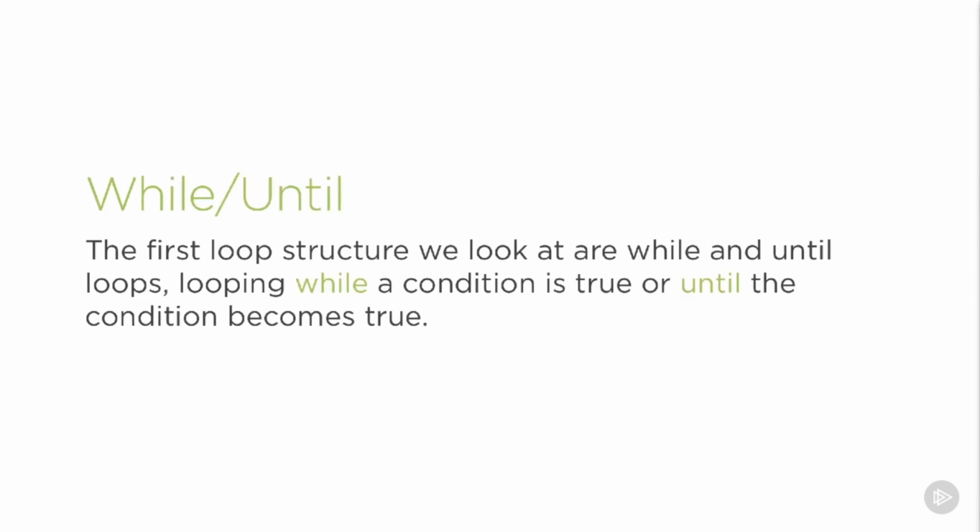The first looping structures that we're going to investigate are the while and until loops. They're very, very similar. They're really just the reverse of each other. While loops will go through and loop whilst a condition is true. Until loops will loop until the condition becomes true.